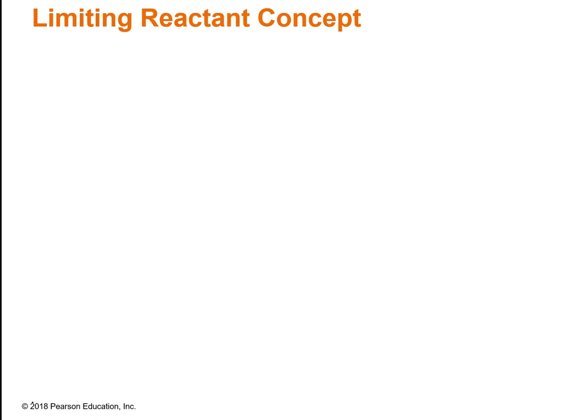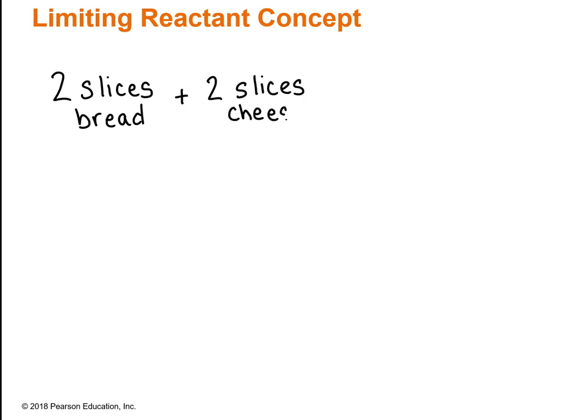I always teach this with the idea that you're making a grilled cheese sandwich. If you're making a grilled cheese sandwich, you're going to need a couple of slices of bread. And please give me 2 slices of cheese. You combine those things, you fry it up in the pan, maybe you use a little bit of butter. We're not going to add that in. It's too complicated. You make 1 sandwich. Everybody knows how to make a sandwich.